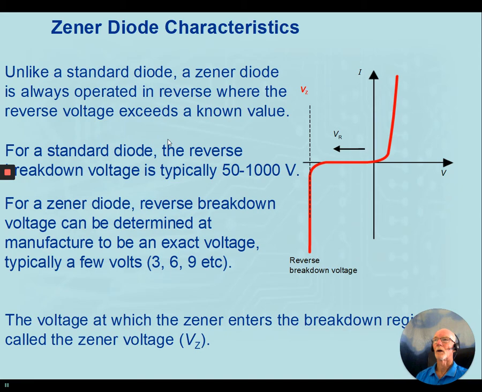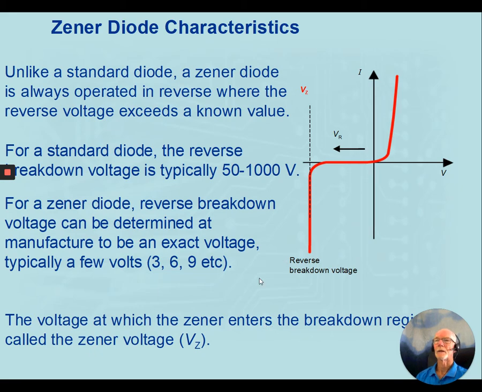Unlike a standard diode, which we can operate forward or reverse, a Zener diode is only ever operated in the reverse condition. We never use a Zener as a normal blocking diode. And Zeners are manufactured so that their breakdown voltage is a very specific and exact value, like 3.2 or 6.5, 9 volts, 12.2 or something like that. Very, very specific.